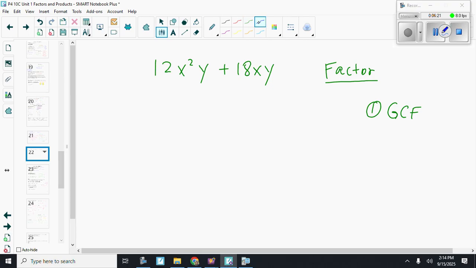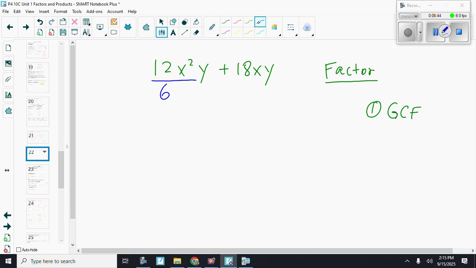Okay, so I've got a 12 and I've got an 18. What's my greatest common factor between 12 and 18? What number can those numbers be divisible by? Or what's the number that when I multiply, right, I can get to 12 and to 18? Okay, so hopefully you guys are recognizing that. Okay, 6 is your greatest common factor.